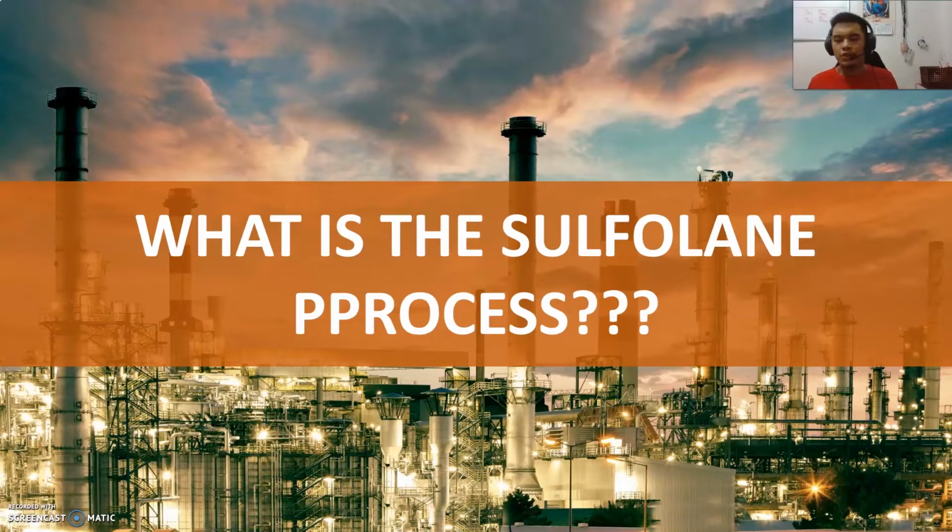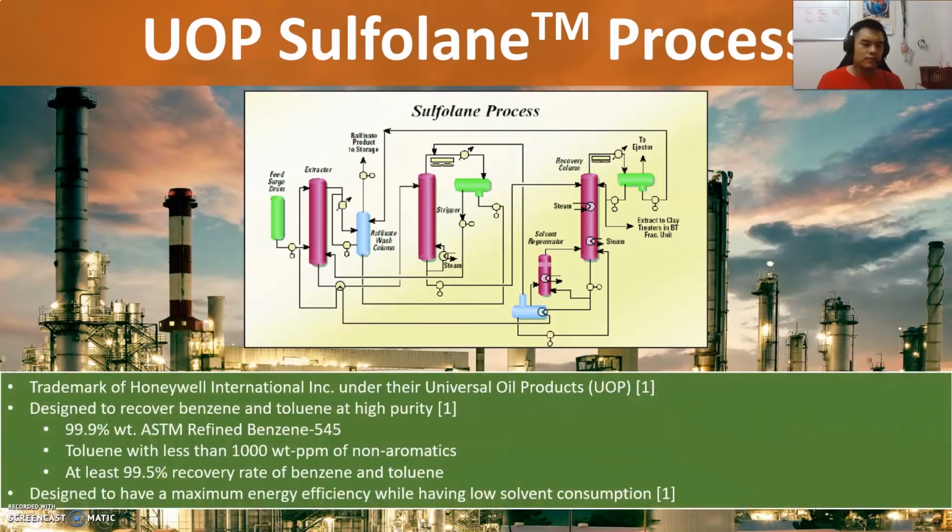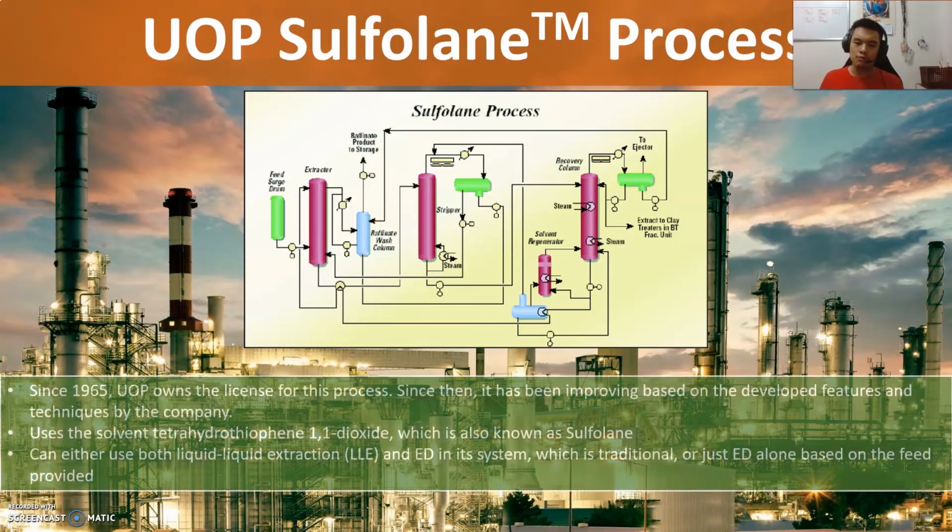To start off, we need to understand what the sulfolane process is. Well, it is a trademark of Honeywell International Incorporated under their Universal Oil Products, or UOP, designed to recover benzene and toluene at high purities, with a 99.9% weight ASTM refined benzene, toluene with less than 1,000 weight parts per million of non-aromatics, at least 99.5% recovery rate of benzene and toluene, designed to have a maximum energy efficiency while having low solvent consumption.